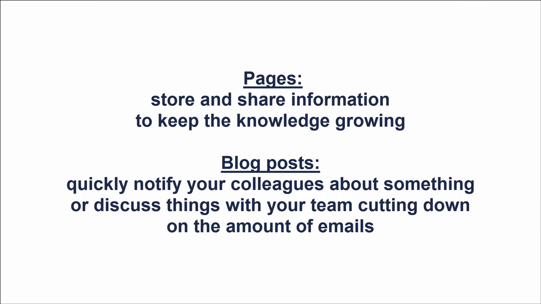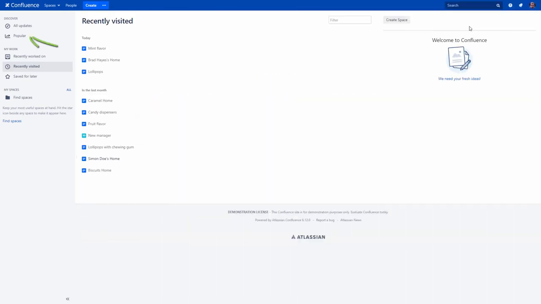We have already mentioned Confluence pages, that help you store and share information to keep the knowledge growing. Writing a blog post can be a lifesaver when you need to quickly notify your colleagues about something or discuss things with your team, cutting down on the amount of emails. If your blog gets enough likes and comments, it will appear on the popular tab of the dashboard.